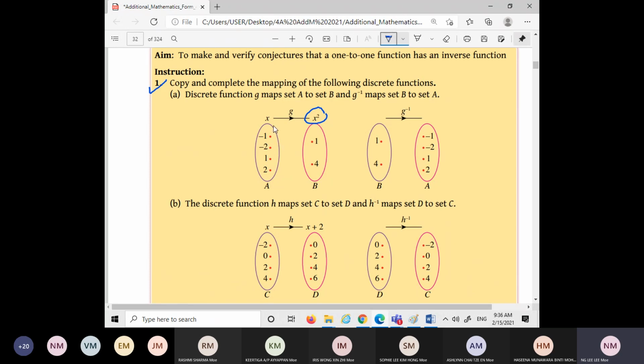Okay, x squared. So if the input is x, square it. -1 times -1, you get +1. -2 times -2, square it, so you get +4. This one same thing. 1 times 1, you get 1. Go wait for a while. Okay, you continue. For the inverse also the same thing.